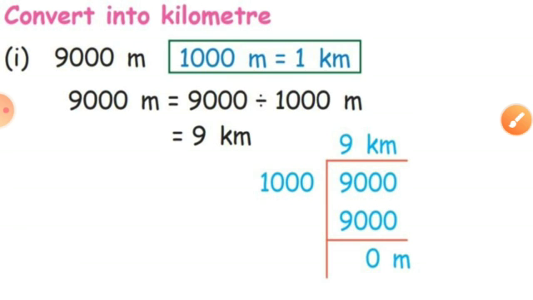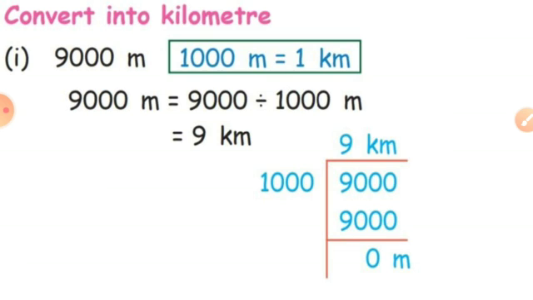Convert into kilometer. First sum 9000 meter. So meter to kilometer. Meter is the smallest unit. We are going to convert it into kilometer. That means kilometer is the highest unit than meter. So you have to divide. First find out 1 kilometer equal to how much meter? It is 1000 meters. So you have to divide this number with 1000. So 9000 meter equal to 9000 divided by 1000.